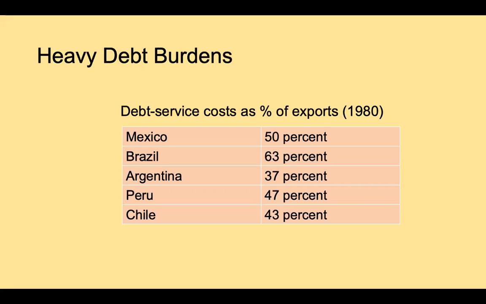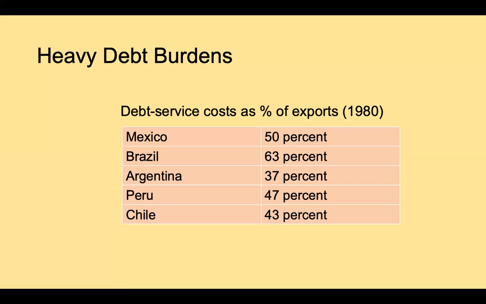In Brazil, it was 63%. In Argentina, it was 37%. In Peru, it was 47%. And in Chile, it was 43%. These are unsustainable proportions. You don't ever want to be borrowing this much.